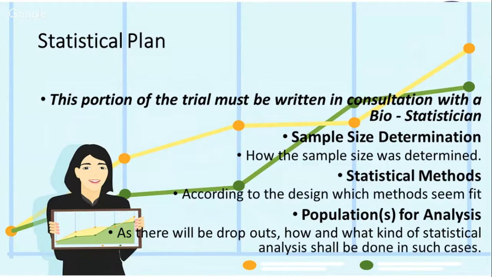What population is used for analysis? Because there will be dropouts or withdrawals. What kind of statistical analysis shall be done in such cases? Because in research, each and every patient is important, from the data point of view, from the ethics point of view.